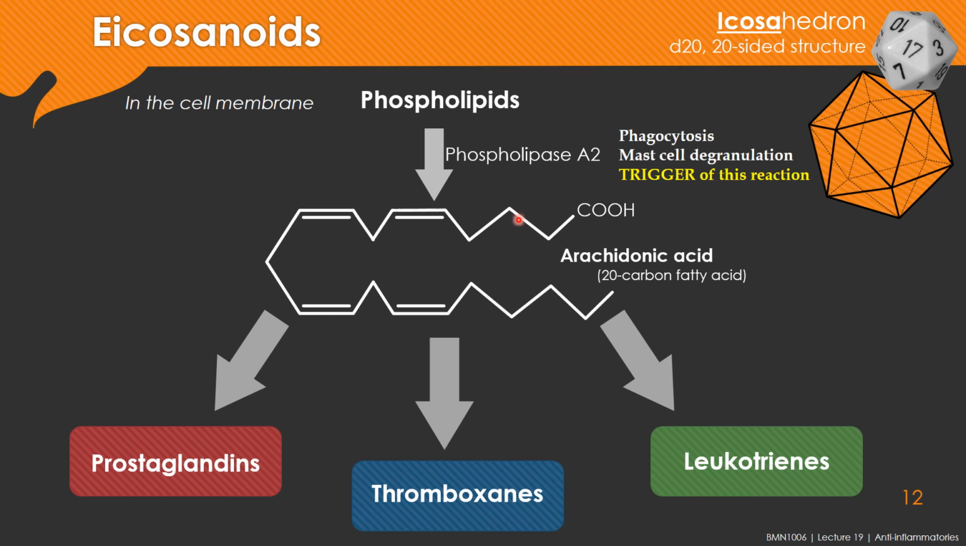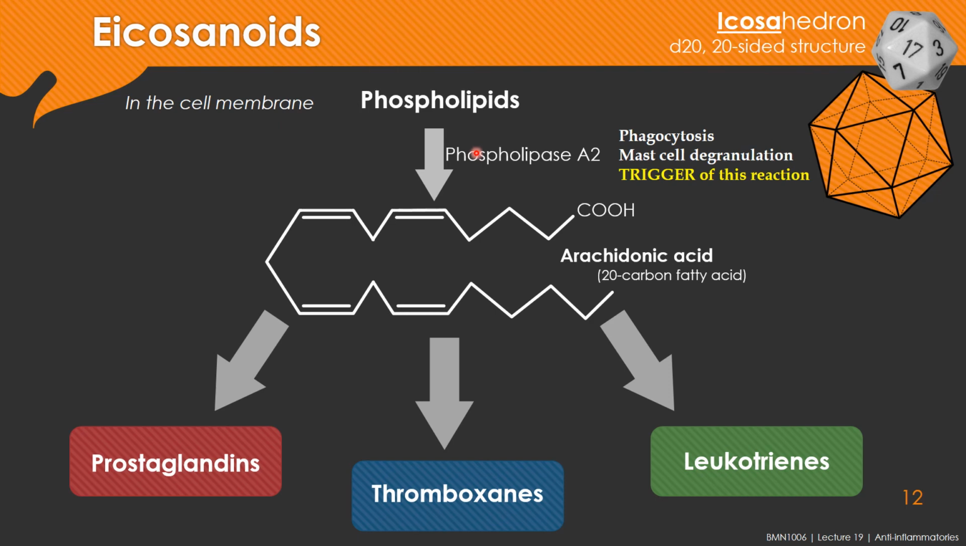Arachidonic acid is a very popular molecule because it is derived directly from your phospholipids, which is in your cell membrane. So what is the trigger of the production of eicosanoids? The answer is trauma and infection, which stimulates phagocytosis and mast cell degranulation. And for this reaction to happen, we will need the enzyme phospholipase A2. Remember in the previous slide, I mentioned that annexin A1 is the inhibitor for this enzyme.